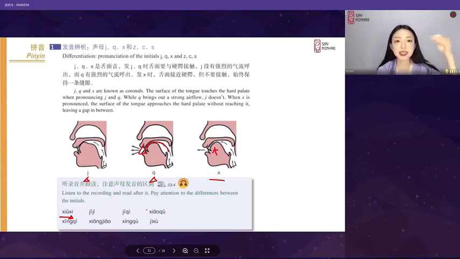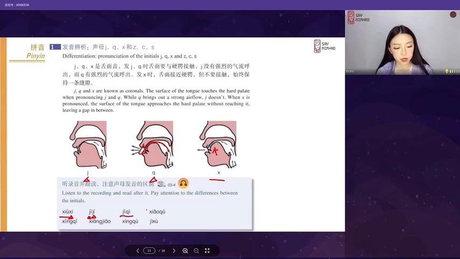Next one is 积极. Read after me, please. 积极, 积极, it means active. Next one is 机器, 机器, it means machine. Next, 小区, 小区, it means a block, where you live.